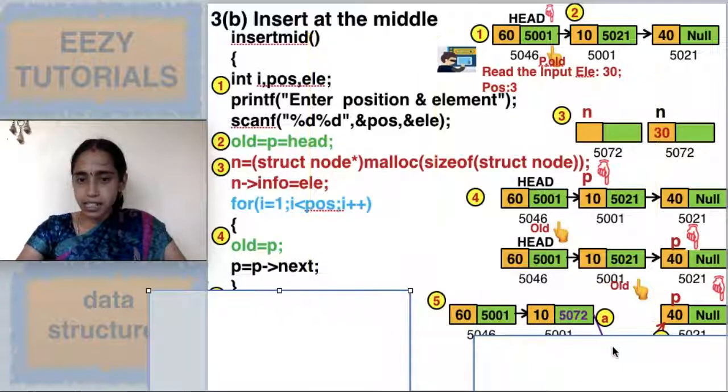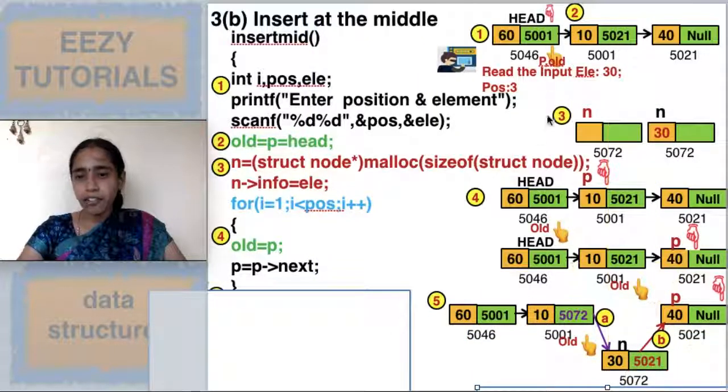My next task: I have separately created the new node, and I have separately marked the positions. Now I want to make a link, here and here from old's next. How will I be doing that? In old's next part I'll be writing the address of N, 5072. Then in N's next part I'll be writing the address of P, 5021. If I'm doing so, a link will be created and the node will be inserted.